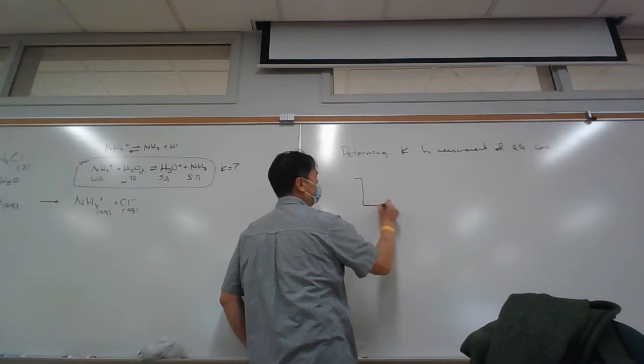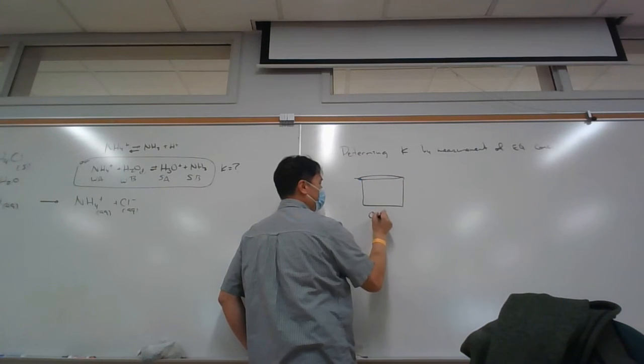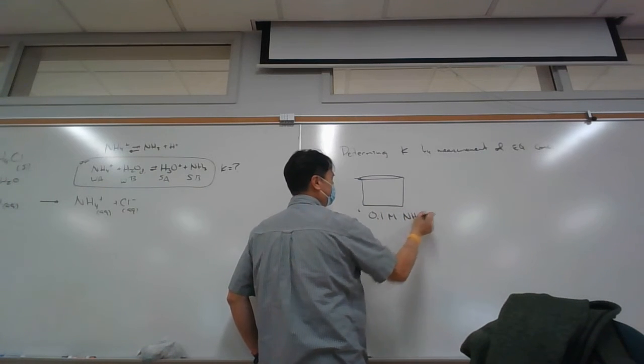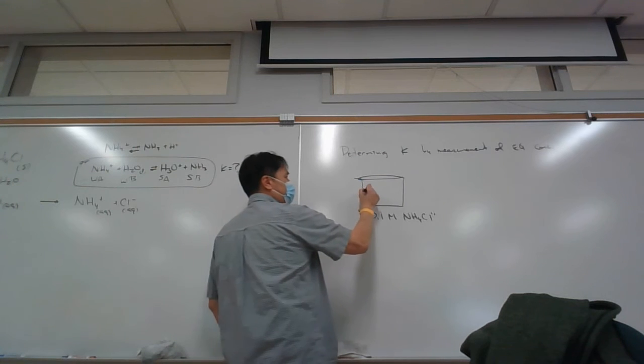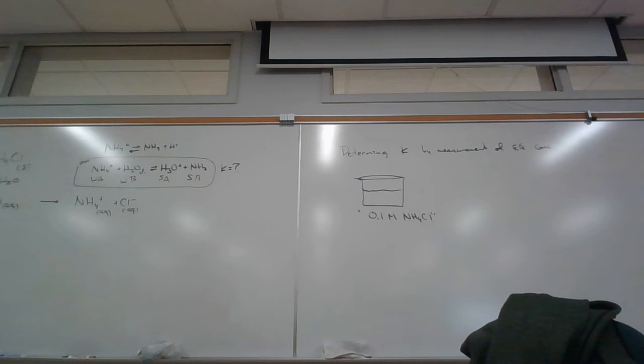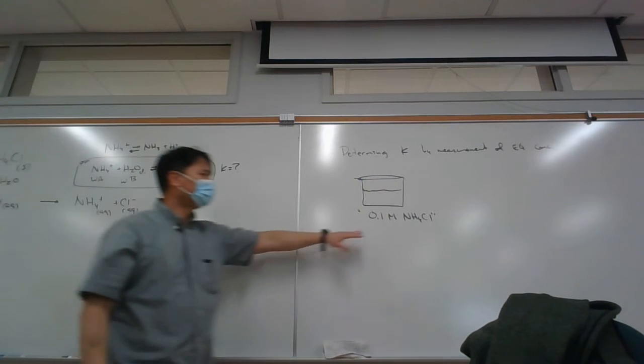If I have a beaker, and this beaker is labeled 0.1 molar ammonium chloride, what this is, what we call the initial concentration. Because it's like weighing out 0.1 moles of ammonium chloride salt and then dumping it into water. So if I take some of this ammonium chloride, the pure salt, weigh out 0.1 moles, and then mix it with water, then that's what's going to give me a 0.1 molar solution.